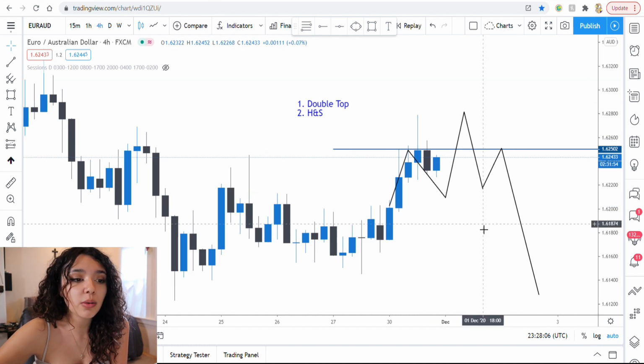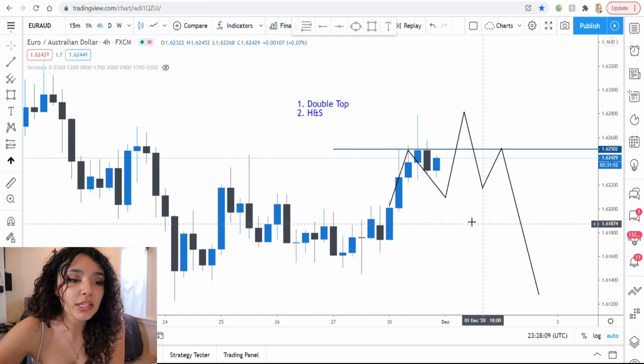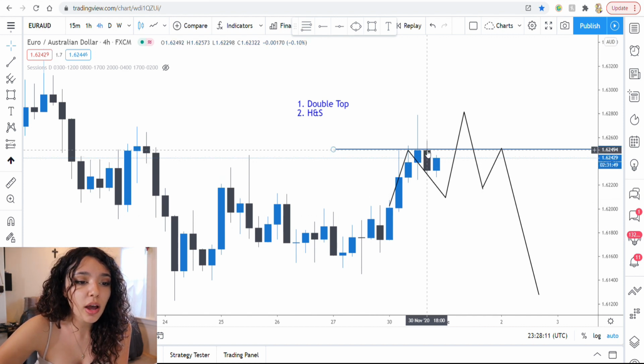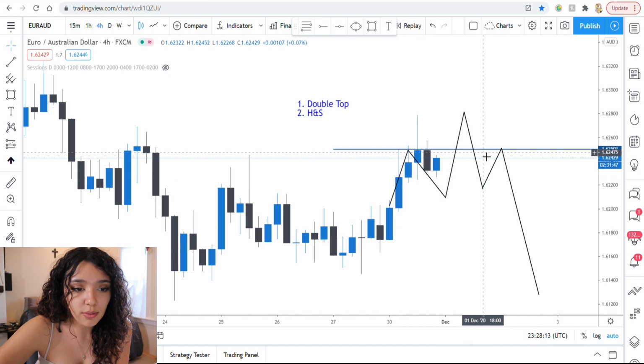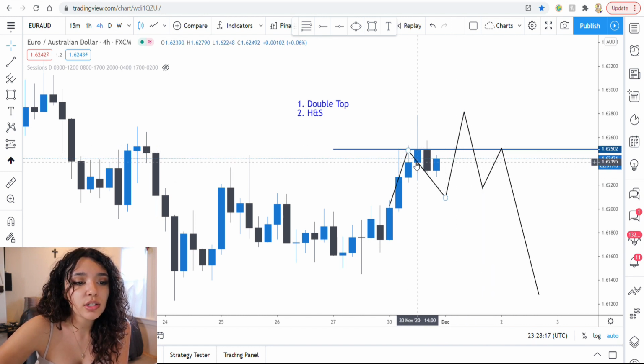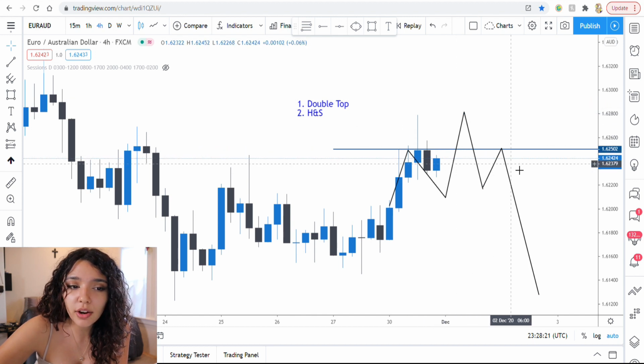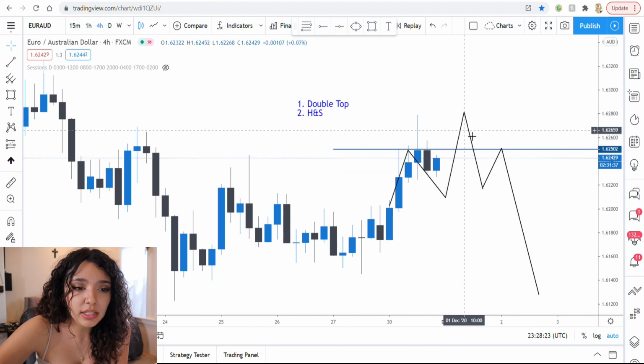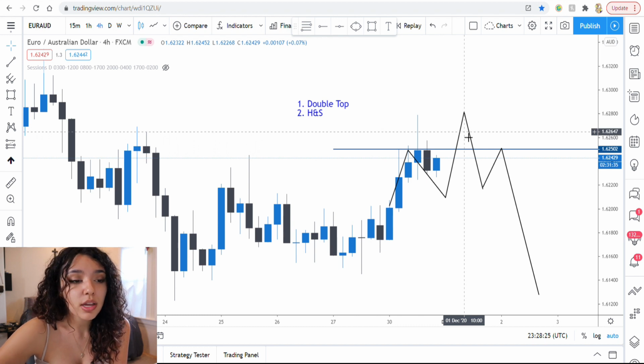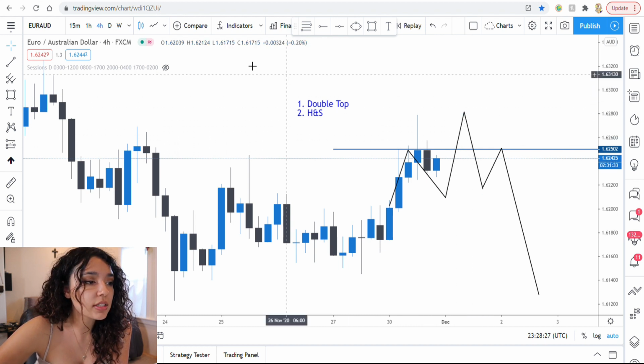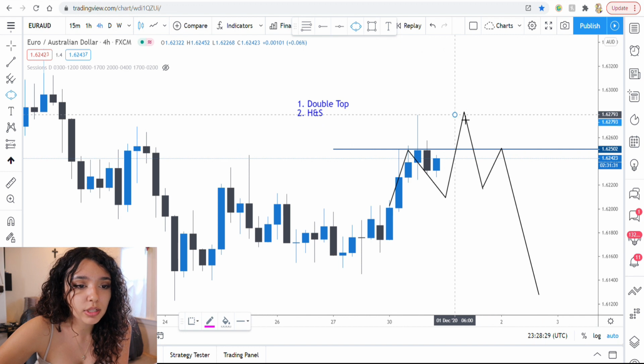The difference between a double top and a head and shoulders formation is that in a double top, both of your touches at resistance are going to be around the same area, whereas in a head and shoulders, your touches are going to be slightly varied. We're going to see it blow past this resistance, kind of like a fake out. So in head and shoulders, the head oftentimes is a fake out.